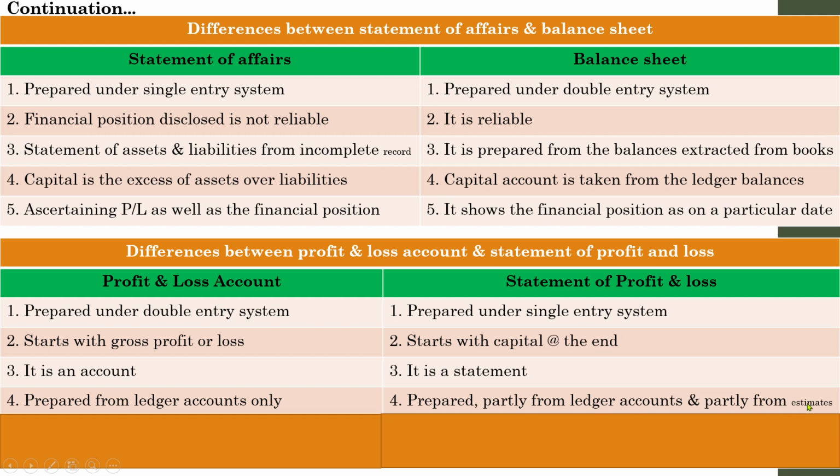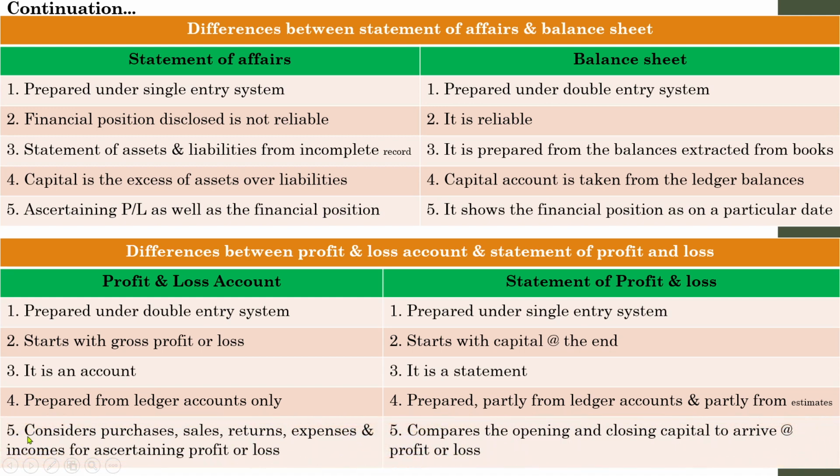That means we prepare the statement of affairs, and the statement of profit and loss account on the basis of the statement of affairs, or on the basis of some of the accounts which we have prepared, or on the basis of some vouchers we have kept. So there is no reliability. We are preparing on the basis of the available information here and there. So it is prepared partly from ledger accounts. Ledger accounts means we were preparing personal accounts. So we have details about the personal accounts, but no information about real accounts or nominal accounts. It is prepared on the basis of vouchers and estimates.